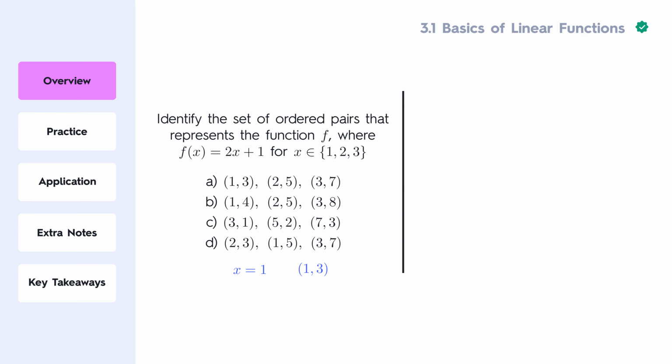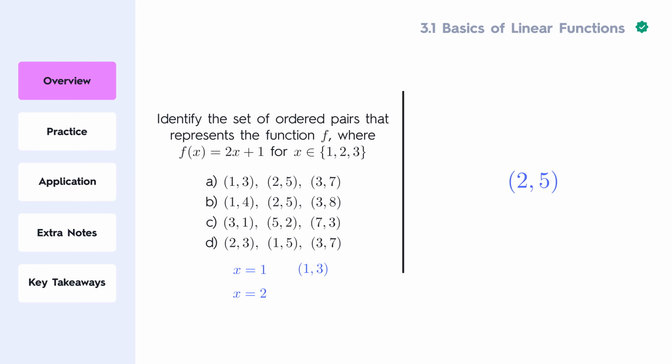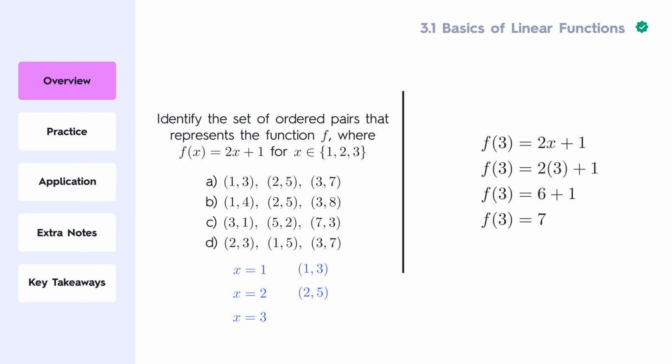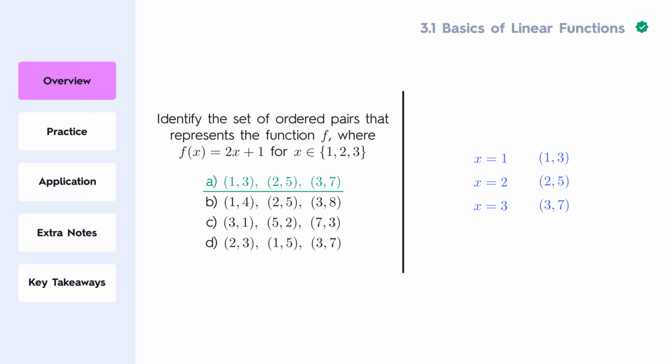We repeat the process for the next values. For x equals 2, we have that y, or f of 2, is equal to 2 times 2 plus 1, or 5. When x is 2, the ordered pair is (2, 5). Finally, for x equals 3, we have that y, or f of 3, is equal to 2 times 3 plus 1, or 7. The final ordered pair is (3, 7). So, the correct answer is choice A.